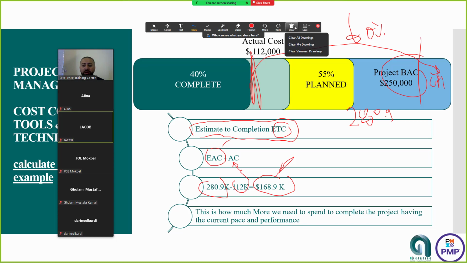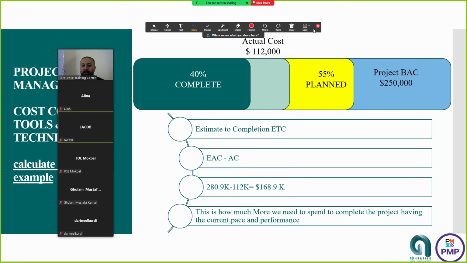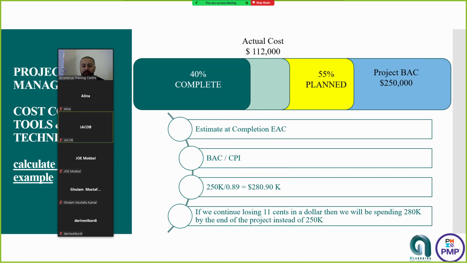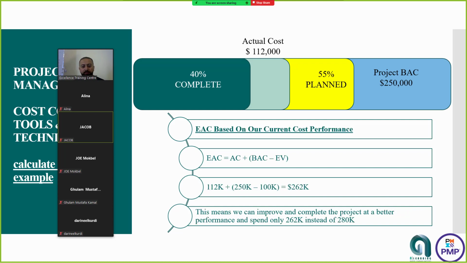And the previous equation was talking about what? It was talking about the estimate at completion, which means for the whole project. The whole project, how much it costs? Yes. Are we cool? Yeah.